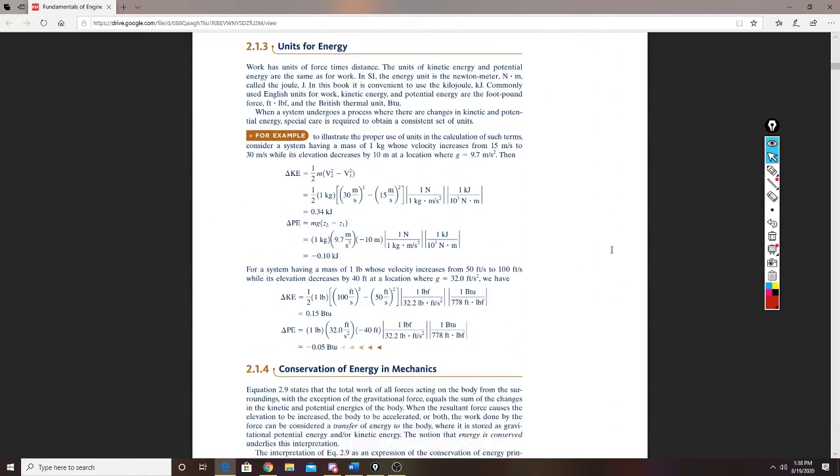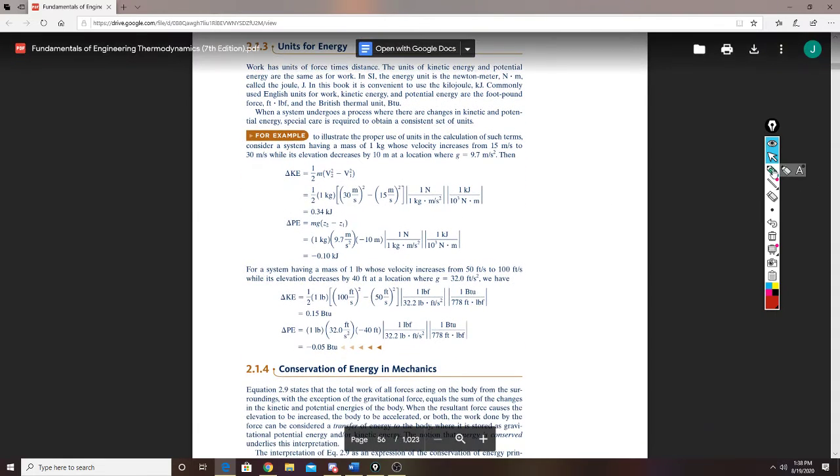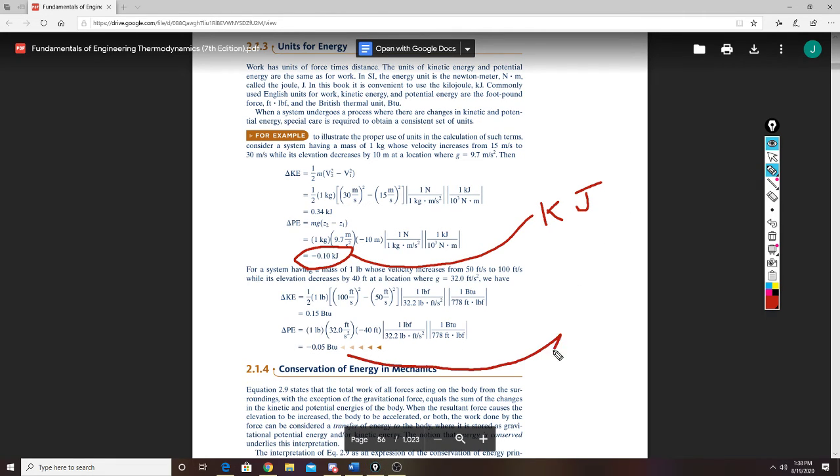And then we have units for energy. As I said earlier, for SI units, you have kilojoules right here, right? And for English units, it's probably your first time seeing it, but it is BTU, which is a British thermal unit. So kilojoules, BTUs. You'll see both of these as the class rolls on.